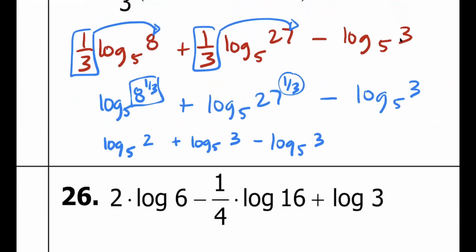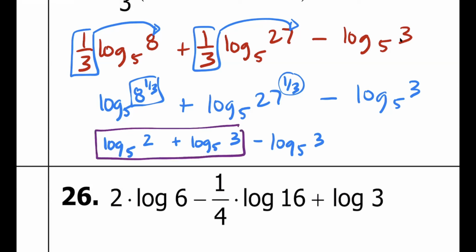I want to try to make this into 1. So I'm going to use one property at a time. The way you simplify or condense these is you do one property at a time. And if you noticed, I did the power property first. Put the 1/3 on the 8 and the 1/3 on the 27. Now I'm going to look at these two.